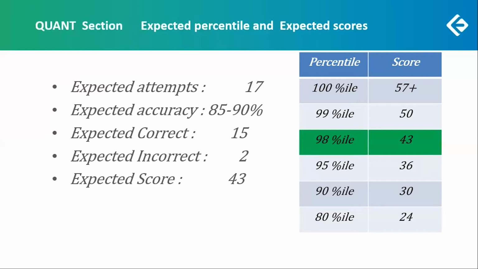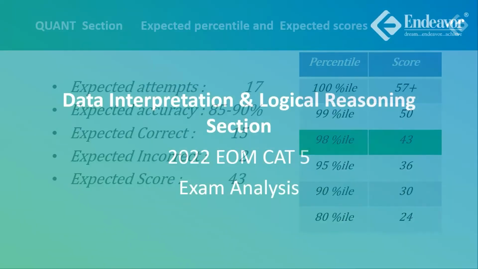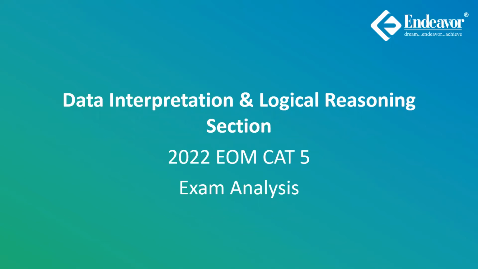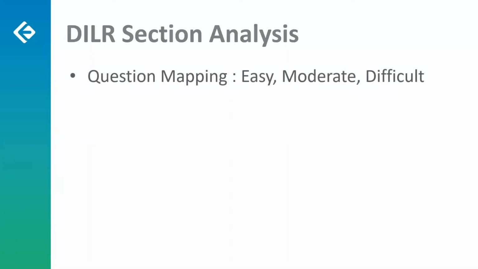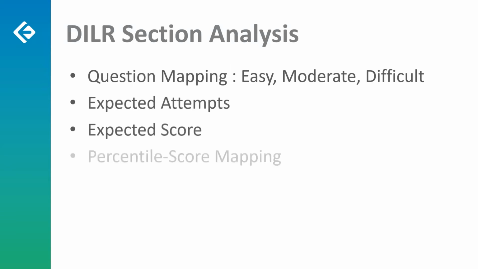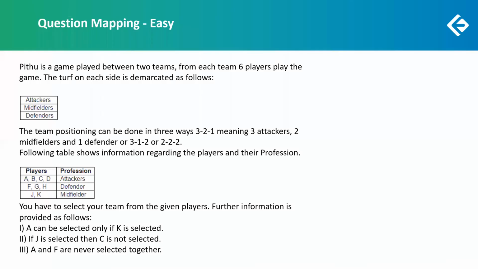So, okay, good day to all. Let's begin with the analysis of the DILR section of 2022 EOM CAT 5. So we will be looking at 4 broad areas: question mapping in terms of difficulty level, number of expected attempts, expected score, and the percentile score mapping. So let us begin with the question mapping in terms of difficulty level.